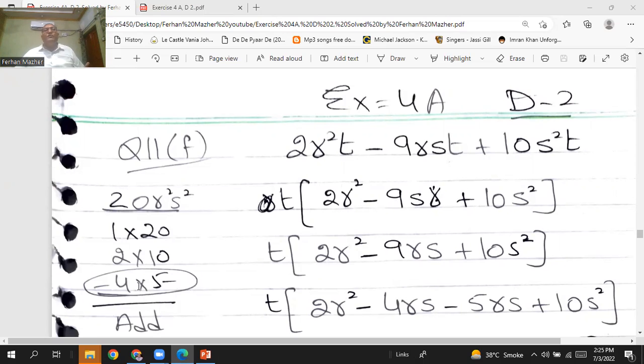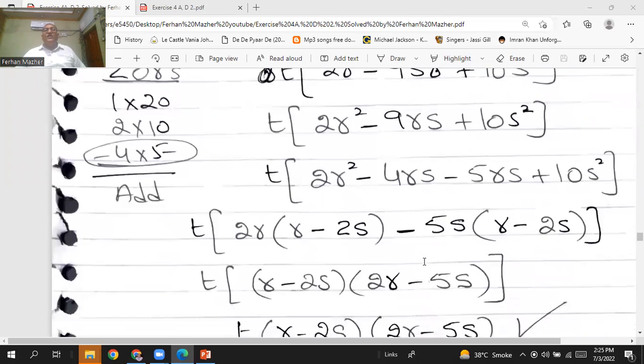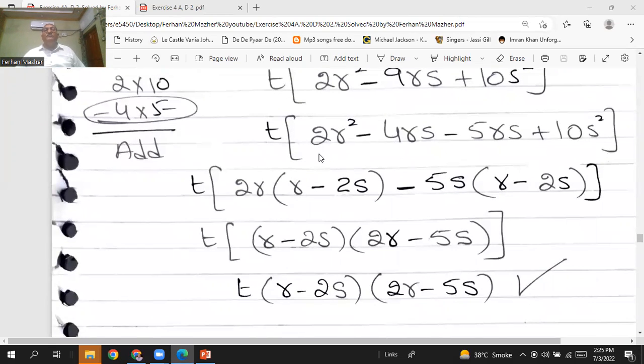Either both of them are given positive signs or both of them are given negative signs. So you will have t[2r² − 4rs − 5rs + 10s²]. This is mid-term breaking. From the first two terms, I can take 2r common, and inside the bracket you will have r − 2s. From the last two terms, −5s is common, so you are left with r − 2s inside the bracket.